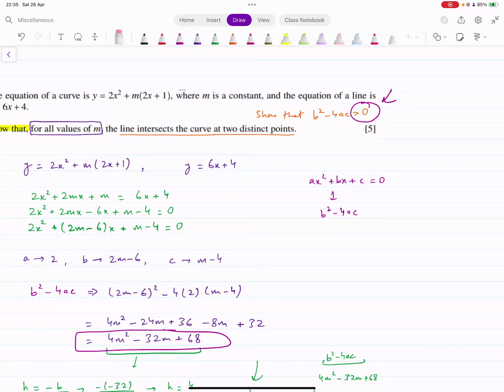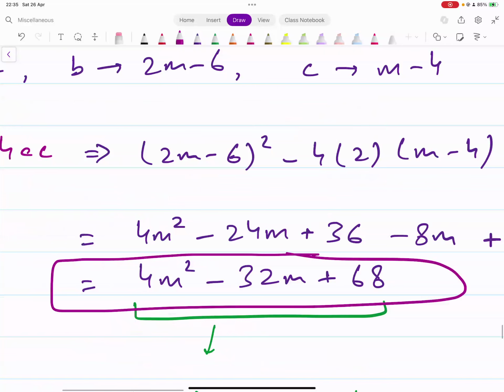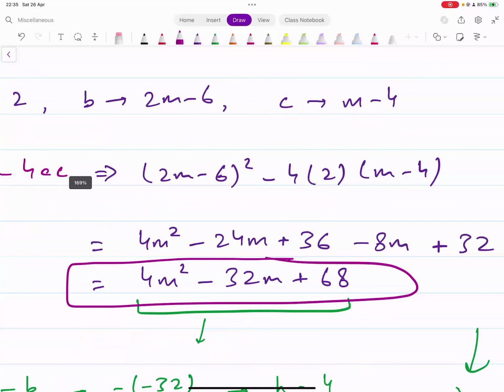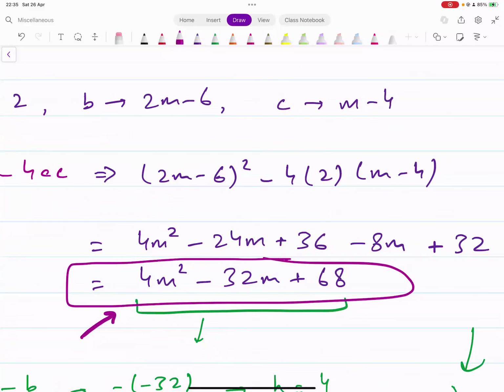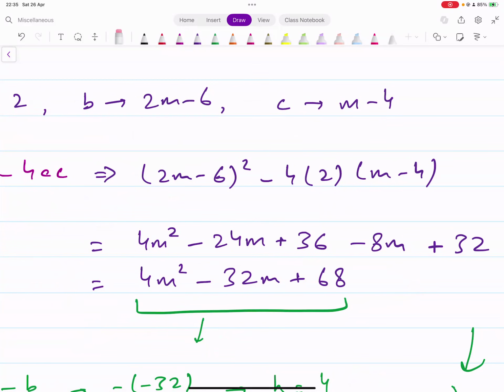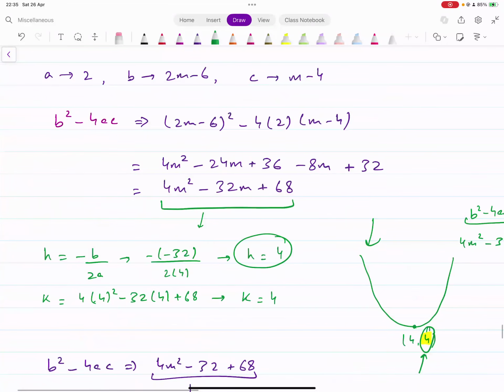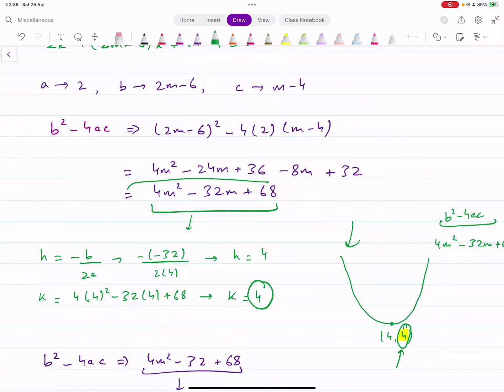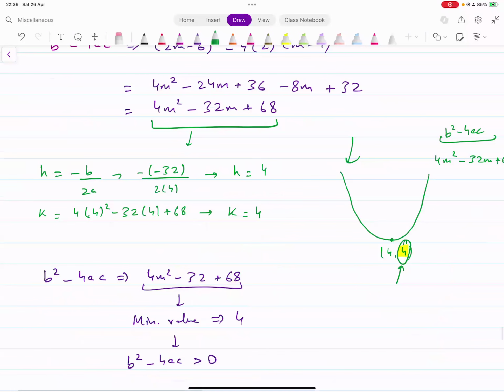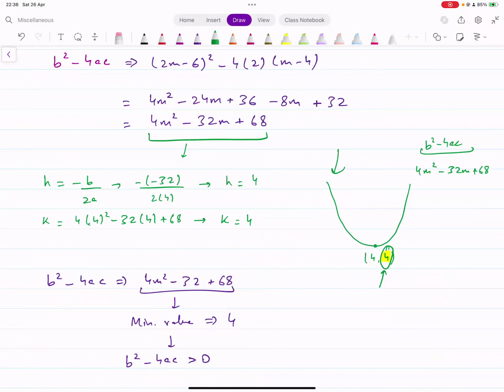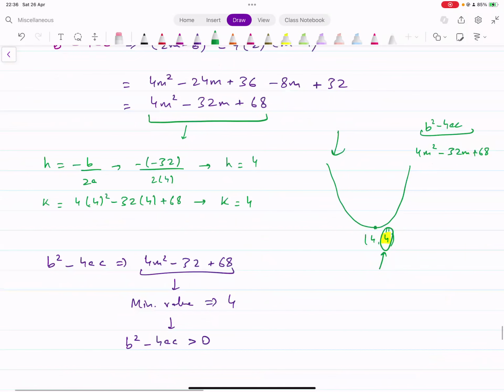Now, one idea that I explained was that we say it's a quadratic expression: 4m squared minus 32m plus 68. That's a quadratic expression in m. You find the minimum value of this using minus b over 2a. Minus b over 2a gives you h equal to 4. That means the x coordinate turns out to be 4. The corresponding y coordinate that you get when you input x equals 4, this value is the minimum value of this expression, 4, right? So b square minus 4ac, its minimum value is 4. If its minimum value is 4, that means b square minus 4ac is always greater than 0. And that's what you had to prove, that b square minus 4ac is greater than 0.